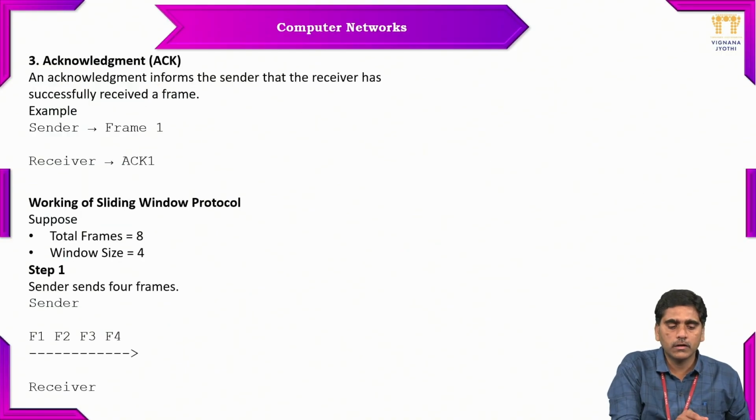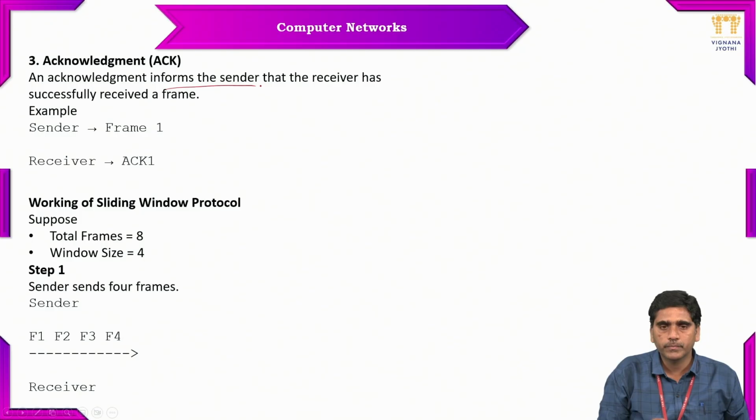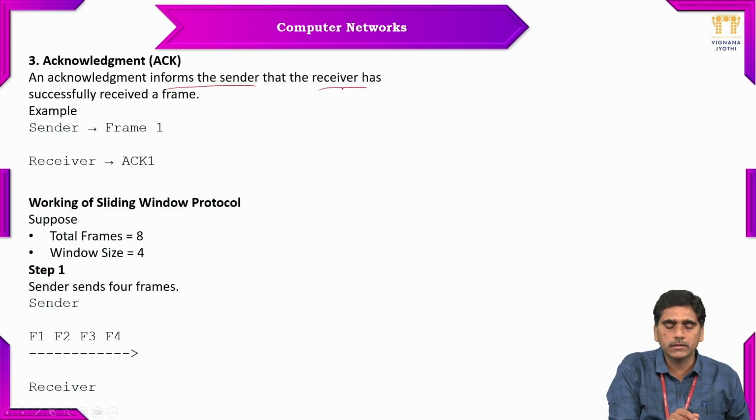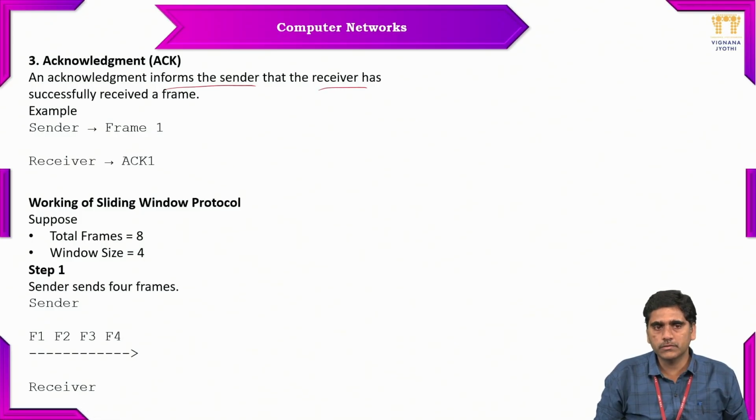Now the third one is acknowledgement. An acknowledgement informs the sender that the receiver has successfully received a frame. So, sender frame 1, receiver acknowledgement 1.